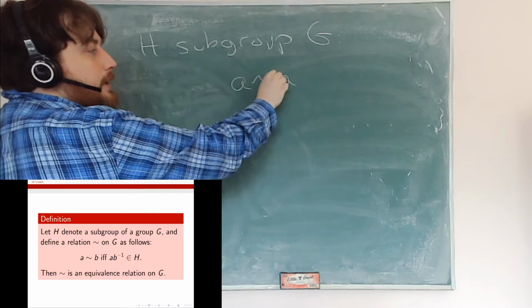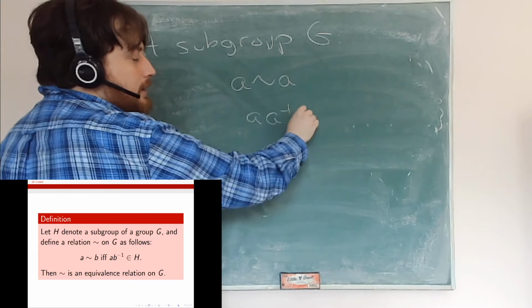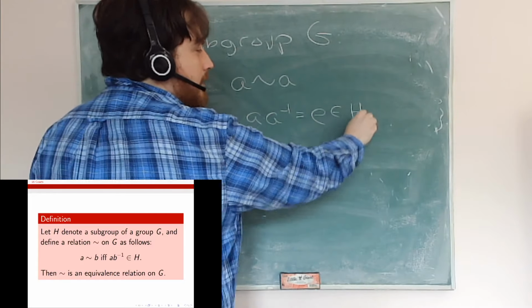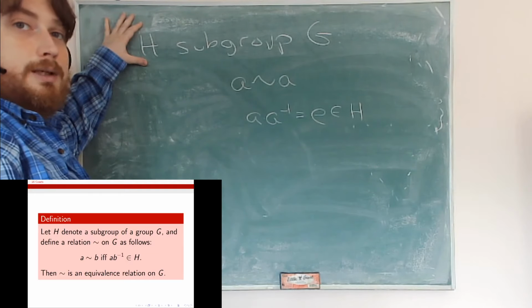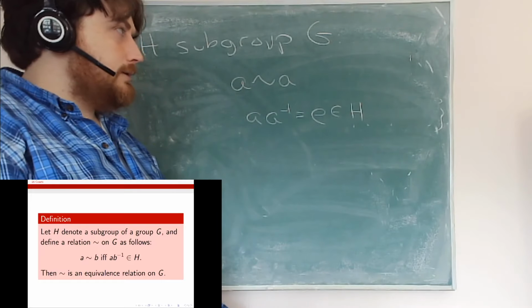So let's show that A is related to A. What that means is I have to show that AA inverse is in H. What is AA inverse equal to, though? It's the identity. Does the identity have to be in any subgroup of G? Yes, it does. Why? Well, because H is a group, so it has to have an identity. And we showed that for subgroups, the identity of the subgroup is the same as the identity of the group. Therefore, the identity on G has to be in any subgroup. So for any subgroup, AA inverse has to be in H. Makes sense?